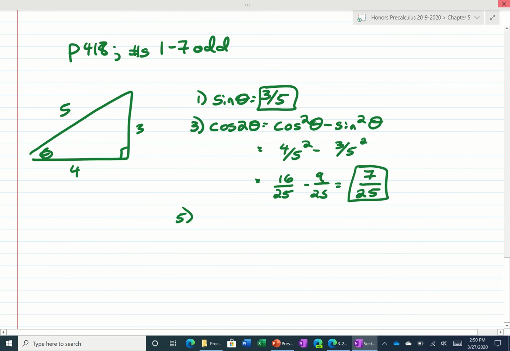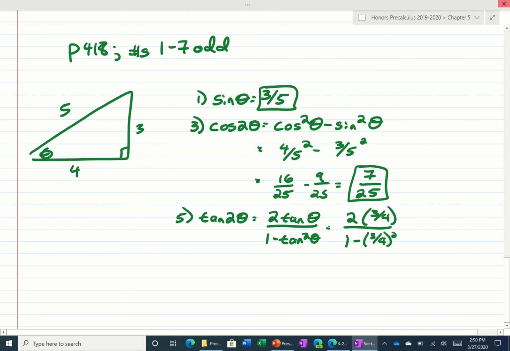Number 5, I asked you what's the tangent of 2 theta. And the formula was we do 2 times the tangent of theta over 1 minus the tangent squared of theta. So 2 times the tangent divided by 1 minus 3/4 squared. So I could do this in my head, but let me just do it on the calculator quickly here.